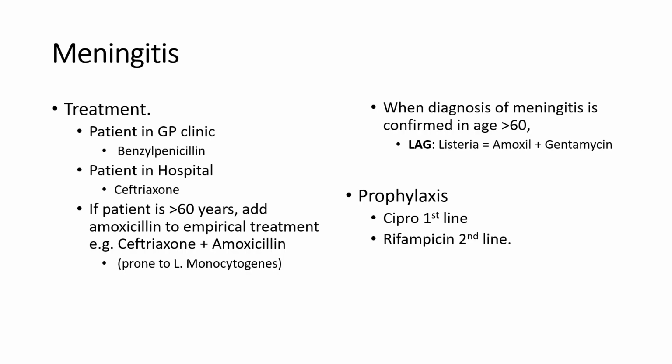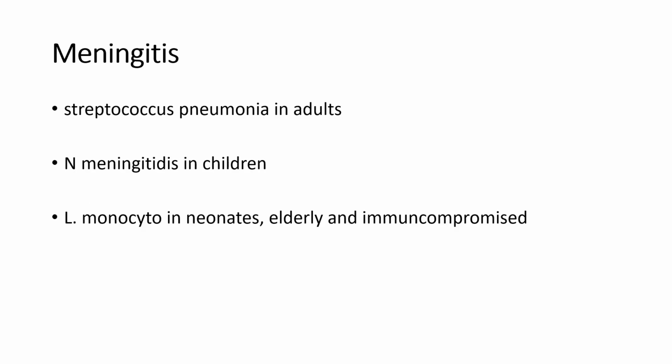That's in patients that are greater than 60 years and with clinical symptoms of meningitis, you empirically start them on ceftriaxone and amoxicillin because they are prone to Listeria monocytogenes. Then contacts, you give them ciprofloxacin prophylaxis first line, rifampicin second line.